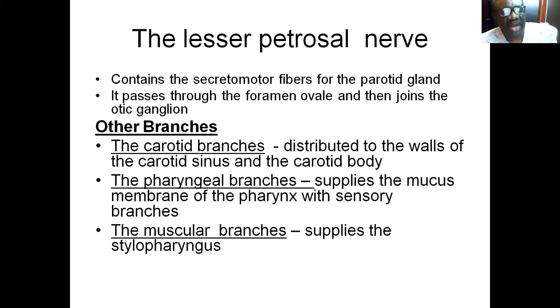The pharyngeal branch supplies the mucous membrane of the pharynx with sensory branches, and the carotid branches are distributed to the walls of the carotid sinus and carotid body.